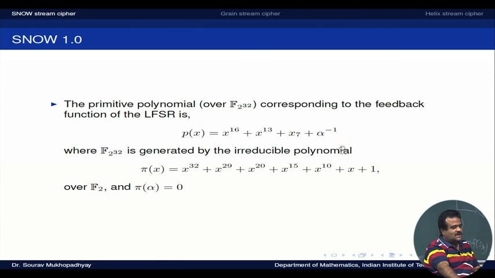This alpha is basically a root of this irreducible polynomial. So this is an irreducible polynomial over F2 to the power 32, and alpha is a root of this polynomial. So we are taking the inverse of this alpha. Okay, so this is the LFSR we are choosing in SNOW 1.